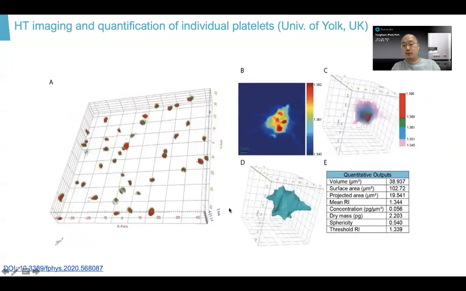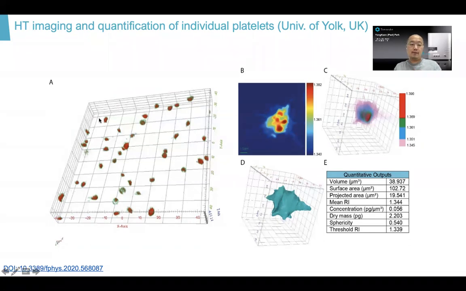And there are several groups that use this machine and the technique for the study of the platelet. Let me first introduce the work done by the group at the University of York, the UK. They have used the Tomocube system and have measured the three-dimensional shape of individual platelets under genetic mutations as well as infection by parasites.